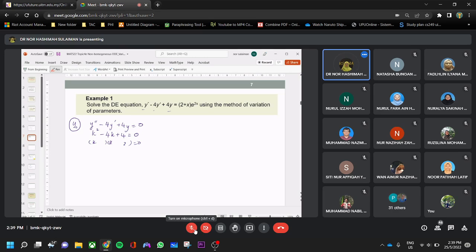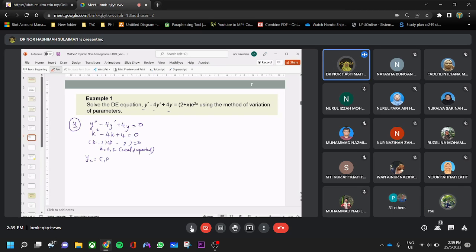Betul ke? K dua tolak, betul ke? So K sama dengan berapa? Ni real and repeated. Okay, bila real and repeated, apa solution dia?